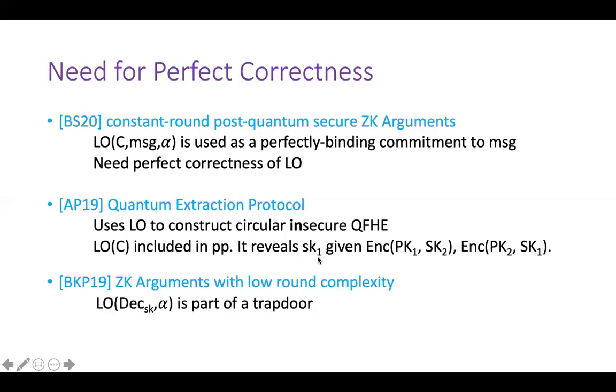And similarly, Bitansky and others constructed zero-knowledge arguments. Here, the obfuscated program is part of a trapdoor. Since the trapdoor is usually generated by a trusted party, one-sided perfect correctness is actually sufficient here. Actually, the previous constructions already satisfy this one-sided perfect correctness property, but this still reinforces the point that perfect correctness might be required for some applications.